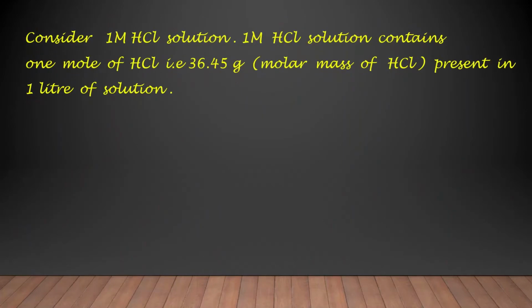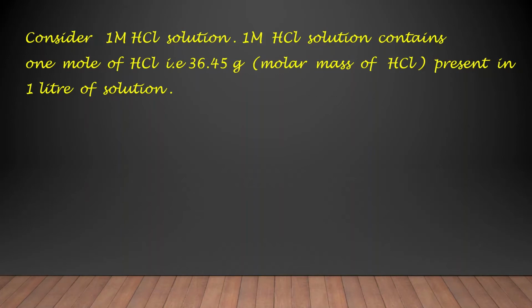Consider a 1 M HCl solution. This 1 M HCl solution contains 1 mole of HCl, that is 36.45 gram of HCl, present in 1 liter of solution. Now this 36.45 gram is nothing but the molar mass of HCl. So 1 M HCl contains 36.45 gram of HCl present in 1 liter of the solution.